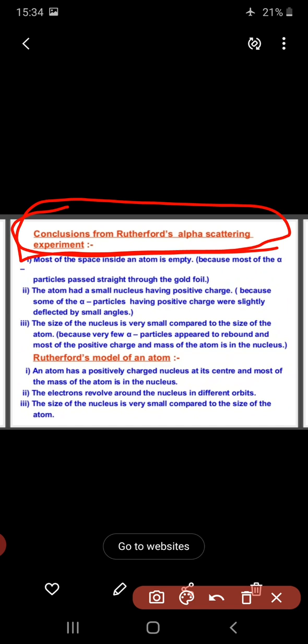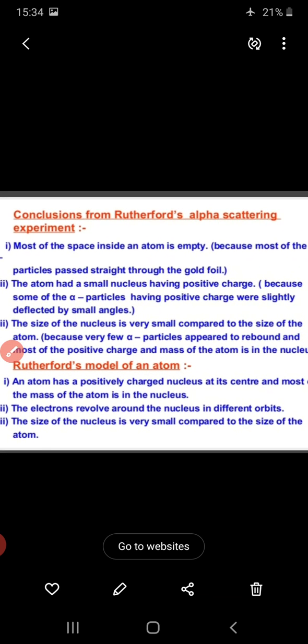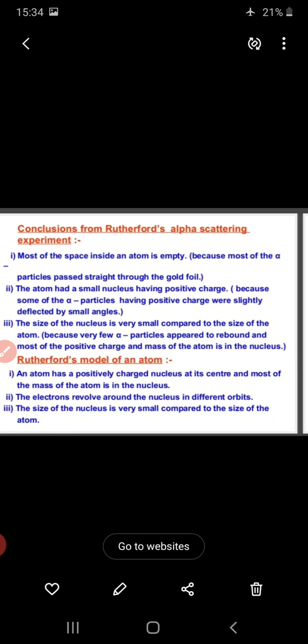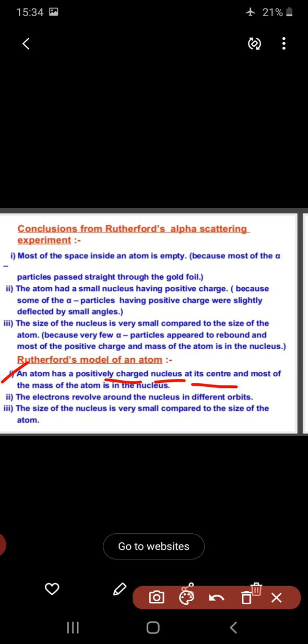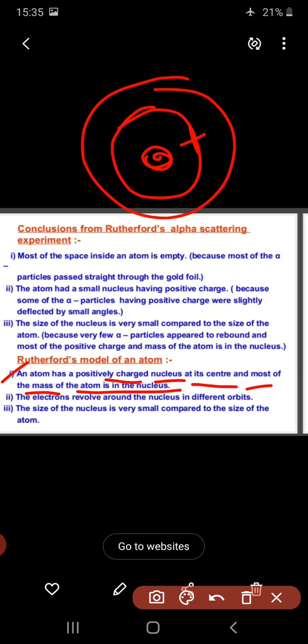Now the Rutherford model of an atom. Actually, what are the points of Rutherford's atom model? Okay, so see what are the points in the Rutherford model of an atom. An atom has a positively charged nucleus at its center, and most of the mass of the atom is in the nucleus. These are the orbits having the electrons, which are negatively charged.